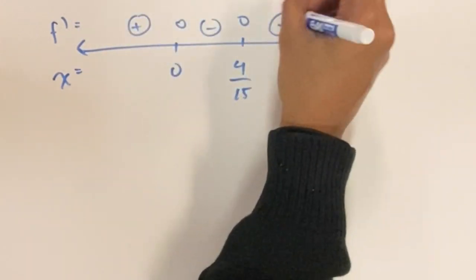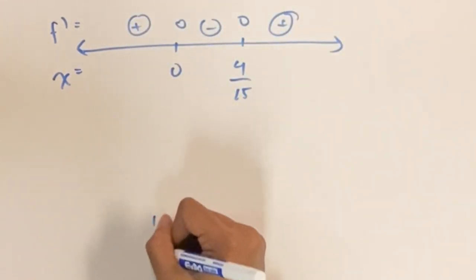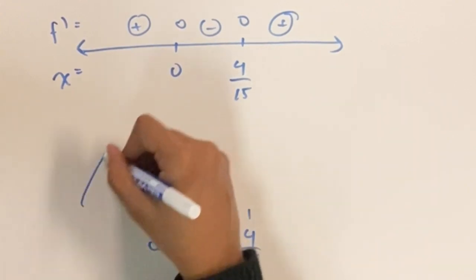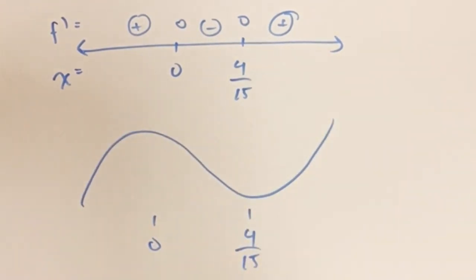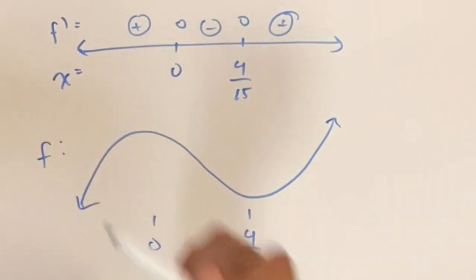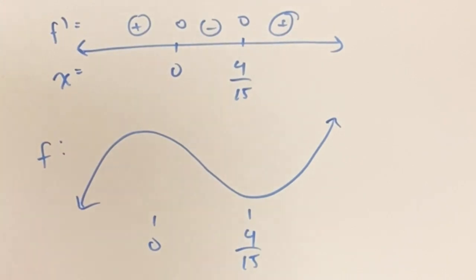Because the number line of f prime goes from f prime is greater than 0 to f prime is less than 0 to f prime is greater than 0, the graph of f will increase, stop, decrease, stop, and then increase again. It will look similar to the graph displayed on the screen.